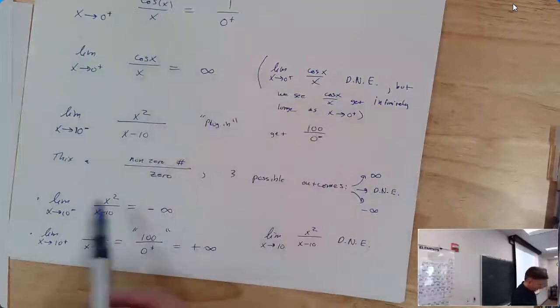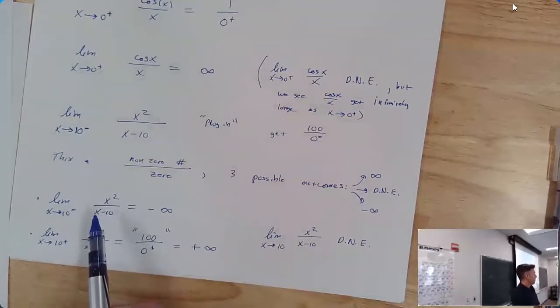Or in this case, we know the limit as x approaches 10 from the left of this function doesn't exist, but we know that the function is getting negatively very large as we get closer and closer to 10 from the left side. No one wants to write all that, so that's why we just say this instead.